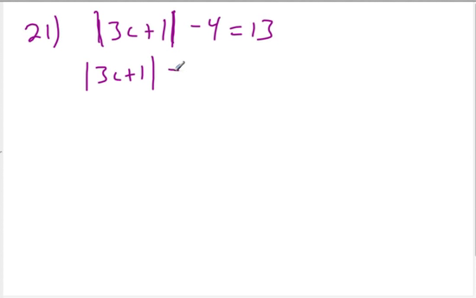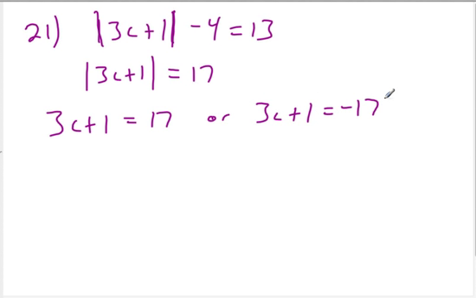Checking number 21. This one says 3c plus 1 minus 4 equals 13. So a lot of you are going to try to make your OR statement or your AND statement now. Don't do that. I tell you only to do that after you've isolated the absolute value. So first thing we're going to do is add 4 to both sides. Now we have our isolated absolute value and we can make our OR statement. So that stuff equals 17, or the stuff inside equals negative 17.